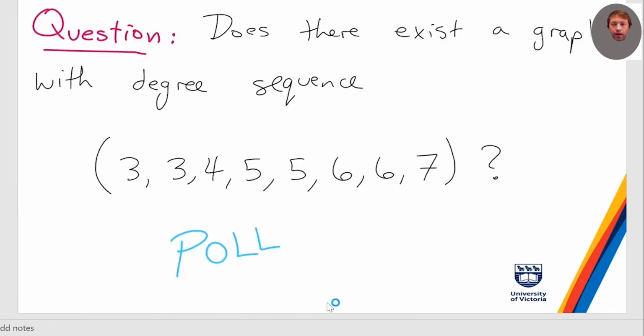So here's a poll now related to this handshaking lemma and, well, related to everything we've done so far. Does there exist a graph with degree sequence 3, 3, 4, 5, 5, 6, 6, 7?